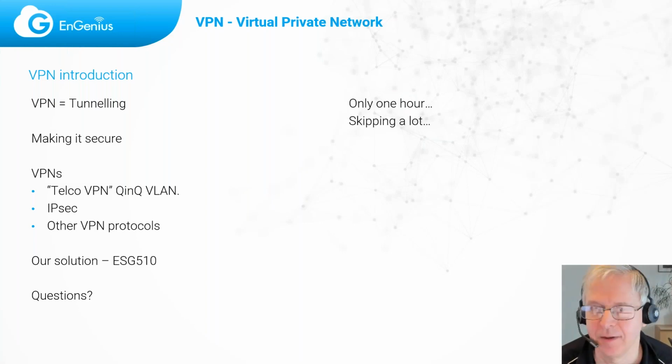So this is a VPN introduction. If you talk about virtual private networks, you're talking about tunneling. And one of the important things is that we want to make it secure. We have several types of VPNs. We have something that I call telco VPNs, which use Q-in-Q VLAN. I will talk a lot about IPsec. I will talk a little bit about other VPN protocols. I will also include our own solution, the ESG 5110.